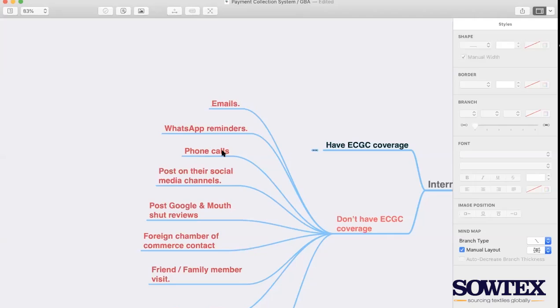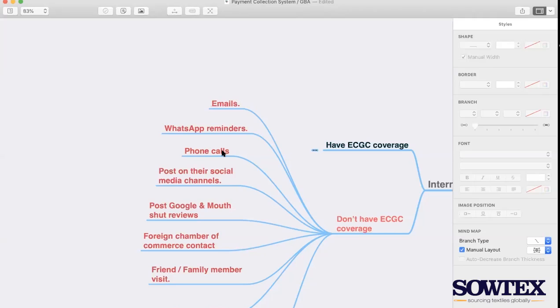Very, very important: social channels and things like Google reviews and Mouthshut reviews. Go onto their social channels, and there you can start posting about what this company is all about. If you go to their Instagram, their Facebook, their LinkedIn, and start posting that this is a buyer, this is a company जिसने हमारे पैसे नहीं दिए, be careful. You can have reviews on Google, Mouthshut. There'll be reviews on export-specific platforms too, and people will know, and bad news travels.